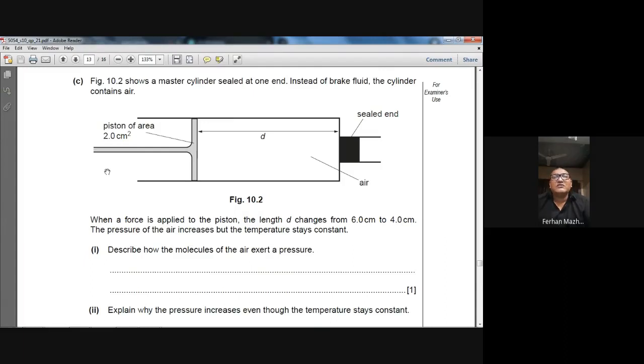Describe how the molecules of the air exert the pressure. It's a very simple 1 mark question. You see the molecules of the air, they are traveling and moving randomly. They are moving in all directions randomly. So what happened there during their motion?